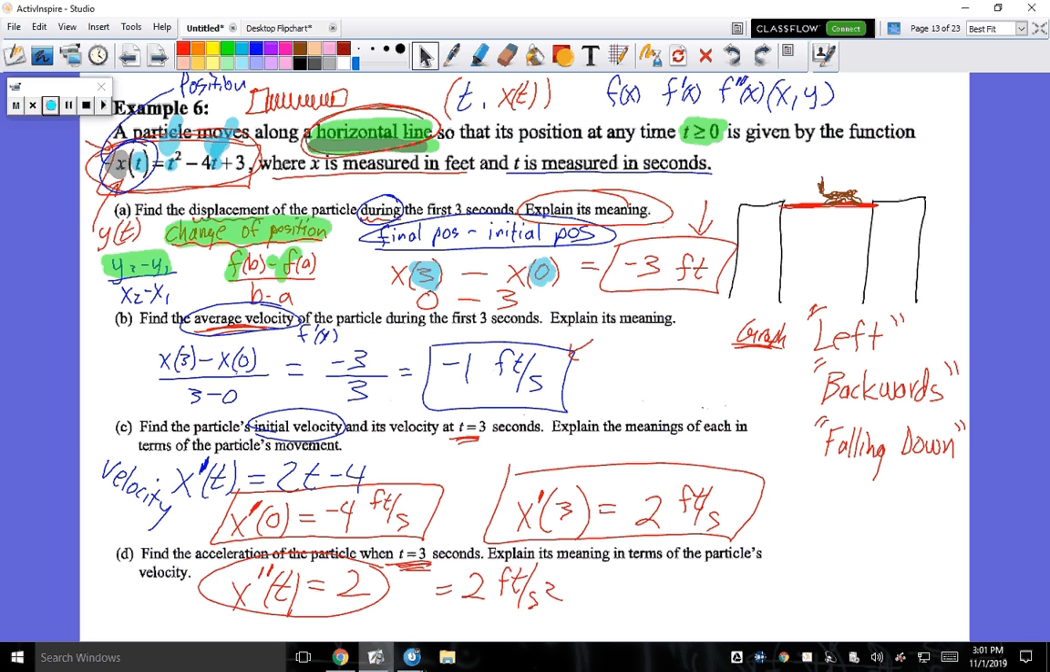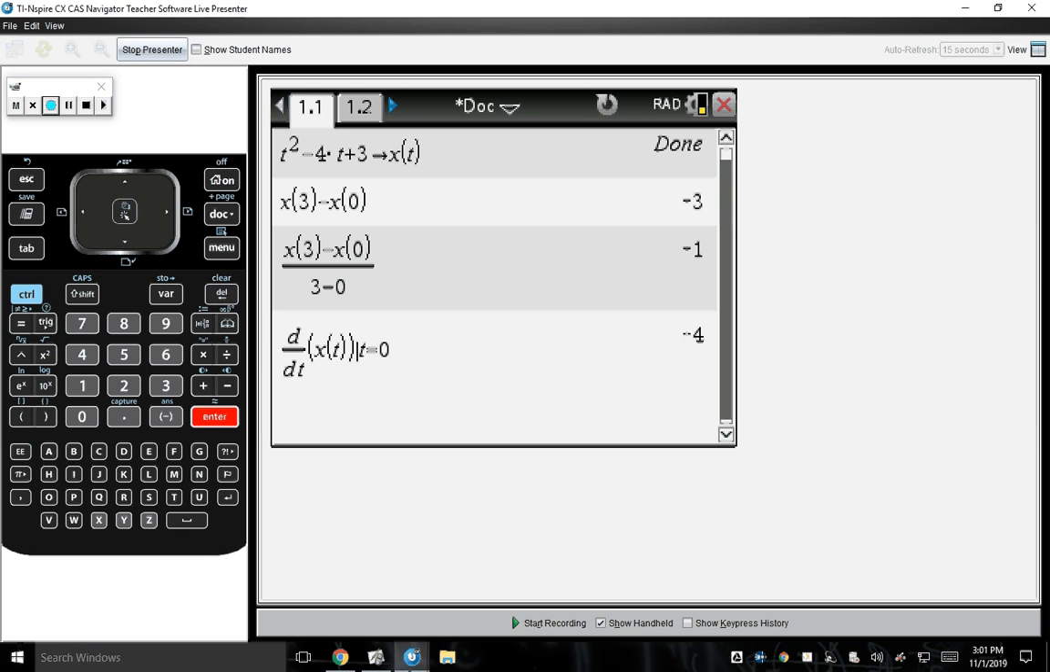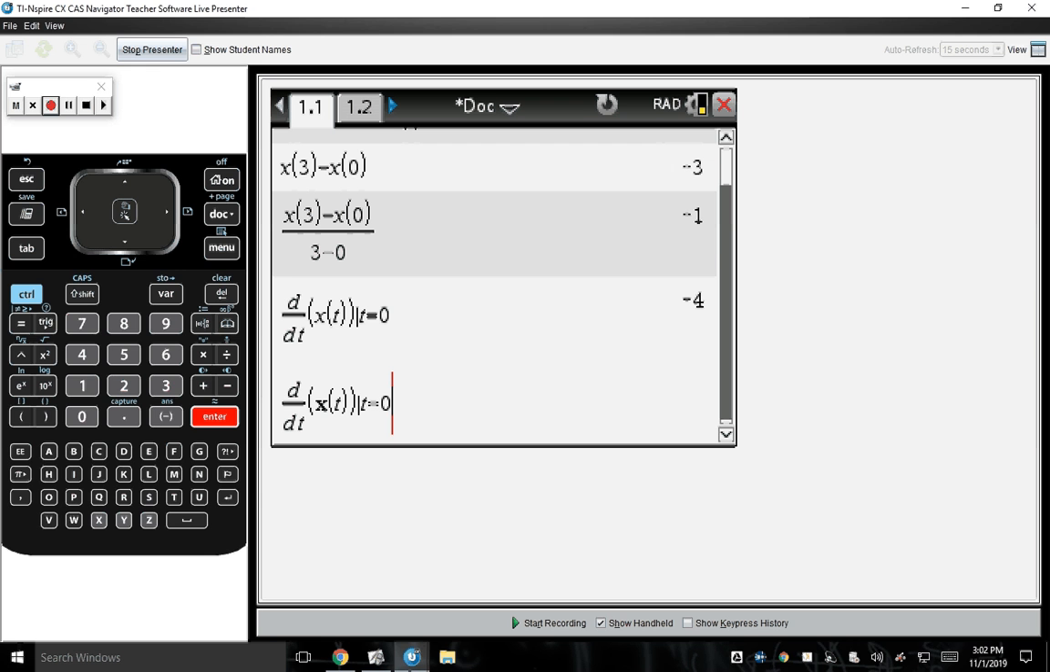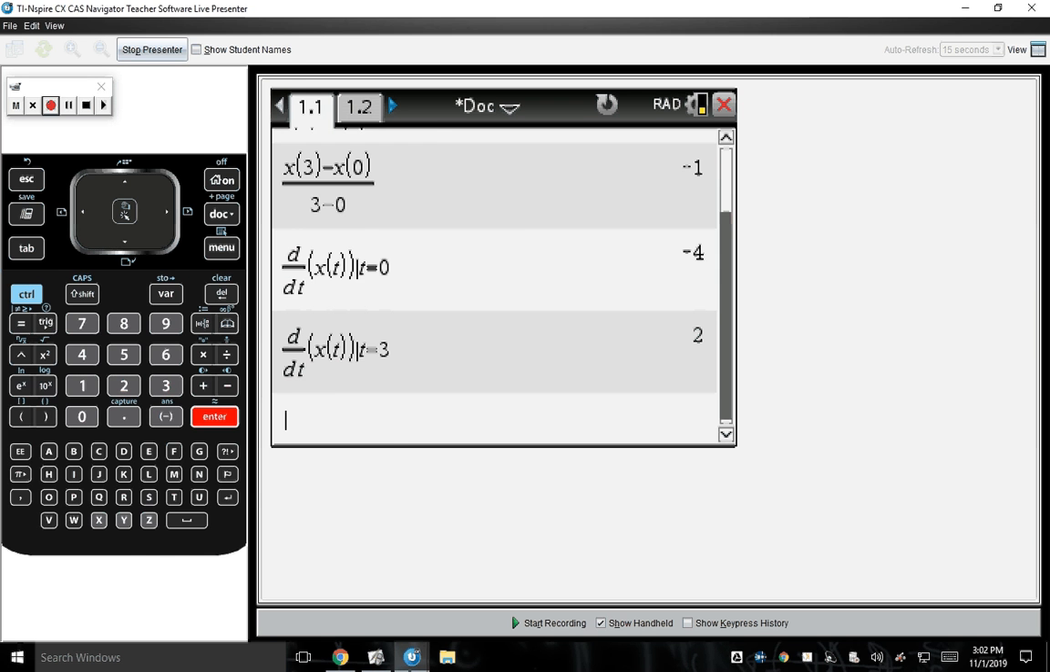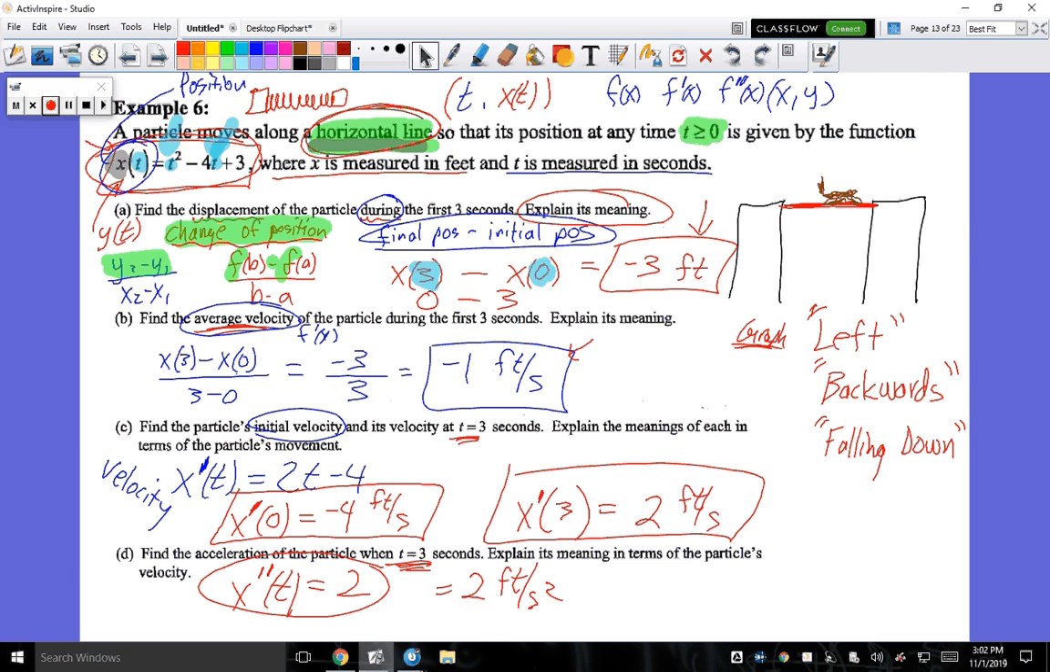And I get a negative 4, just like I got back here on part C. And if I do x prime of 3, instead of doing that all over again, I can just scroll up twice and press enter to copy, and change this now to 3 seconds. And you get 2, just like we got by hand.